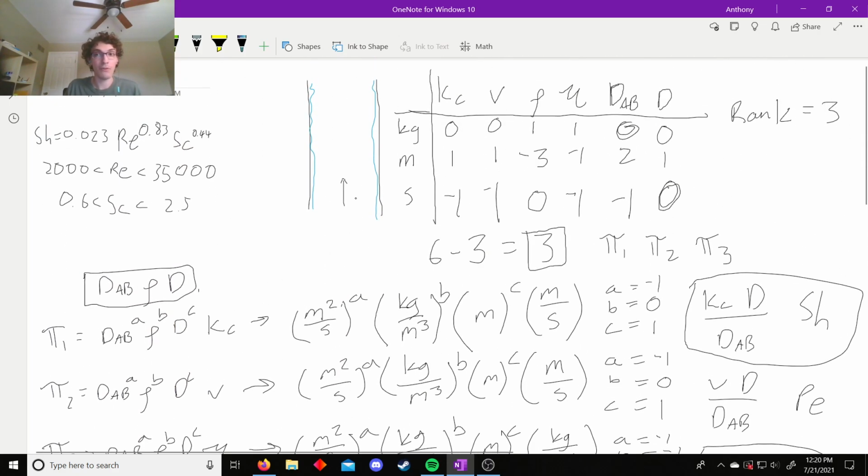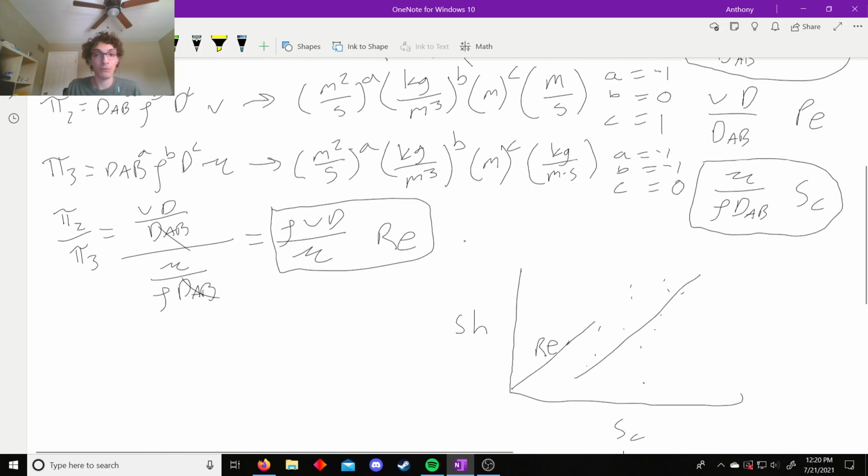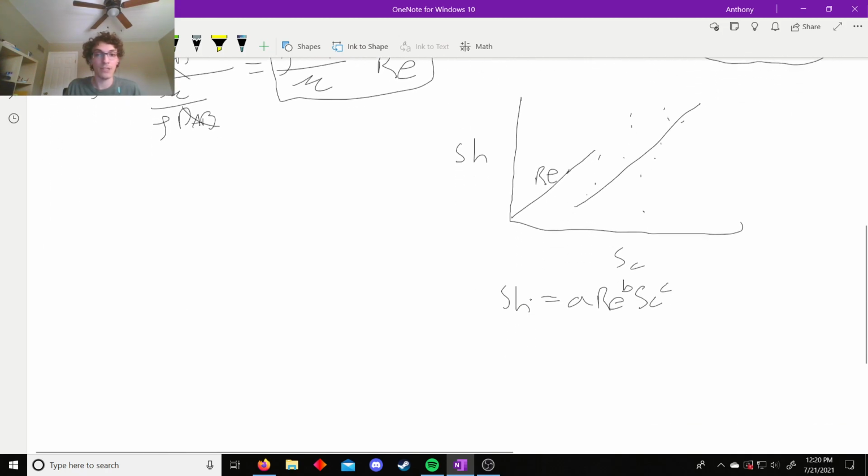So this is all for the dimensional analysis. We found that the Sherwood, Reynolds number, and Schmidt number can be used to describe our problem, and we're going to find a relationship using linear and nonlinear regression.